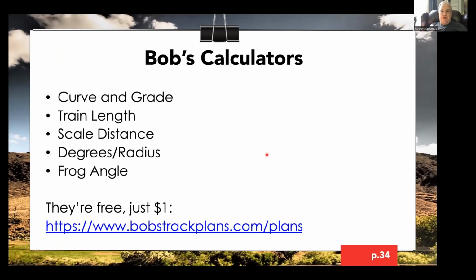I've developed a set of calculators. It's really just an Excel spreadsheet. It's free, just $1 at bobstrackplans.com. And I'm kidding about the $1, they're free. It's actually one file, and it covers curve and grade, train length, scale distance, degrees to radius, and frog angles.